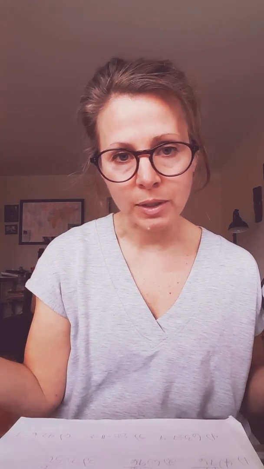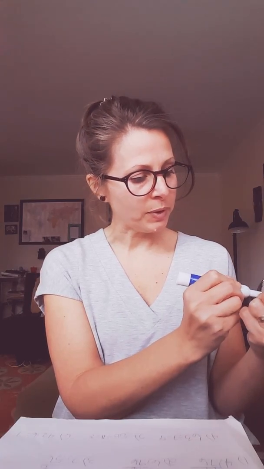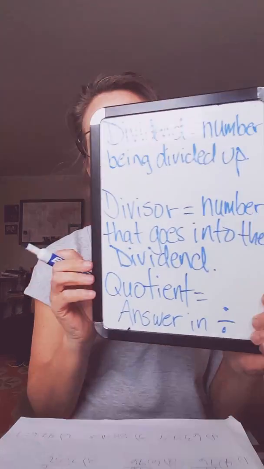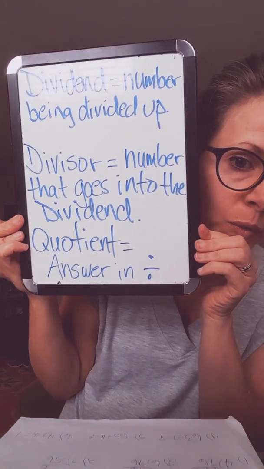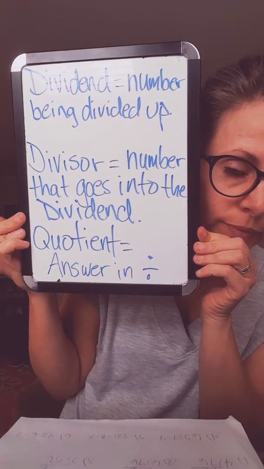Quotient's the easy one. It's a different word. It's easy to remember. It's the answer in division. So your answer in division is the quotient. So I'm just going to write answer in, and I'm going to put the division sign in division. Answer in division is the quotient. Okay?